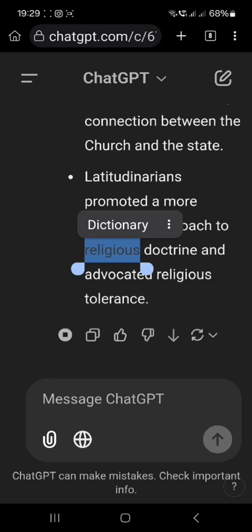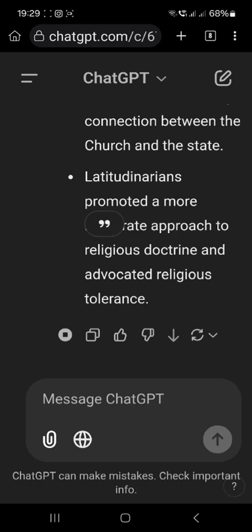3. Political opposition. Many prominent political figures, known as the Whigs, opposed King James II's policies and sought to protect Protestantism and parliamentary power. They were concerned about the concentration of royal authority and the disregard for parliamentary decisions.